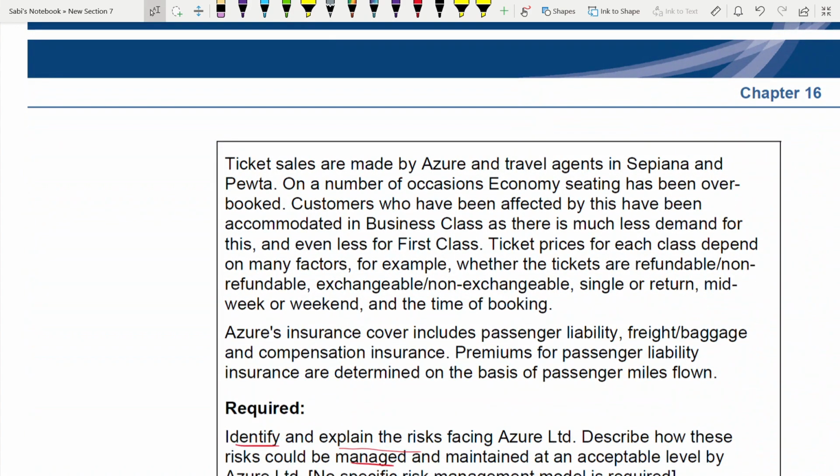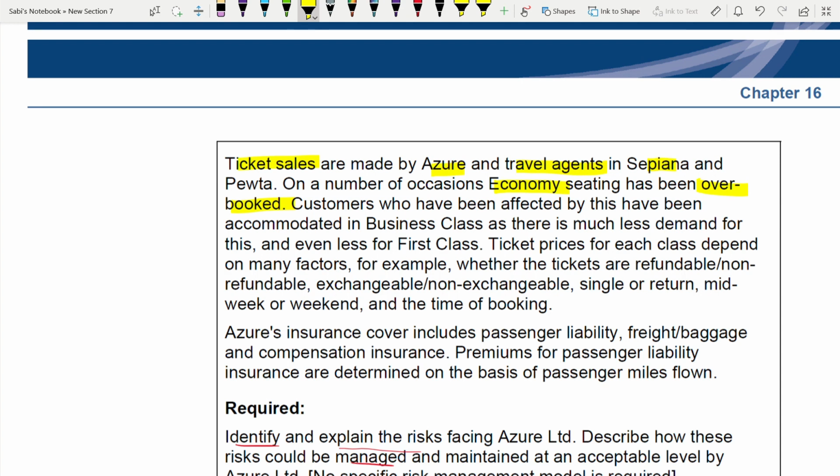Then we are moving on to the ticket sales. This factor is about ticket sales, which are made by Azul as well as a travel agent, in these two places. So what happens? On a number of occasions, economy seating has been overbooked. That means there are more passengers than seats for the economy seating. And this has affected what?